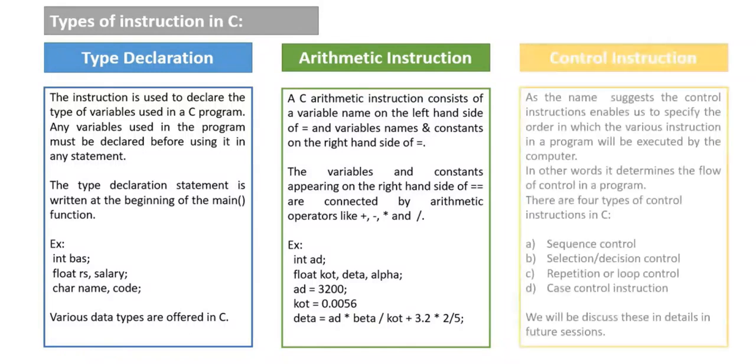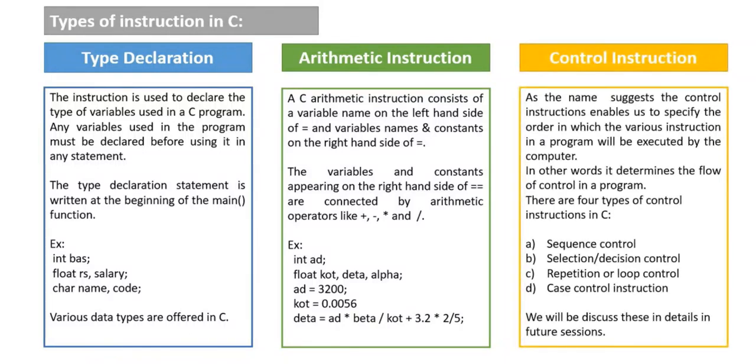The last one is the control instruction. As the name suggests, the control instructions enable us to specify the order in which the various instructions in a program will be executed by the computer. In other words, it determines the flow of control in a program.